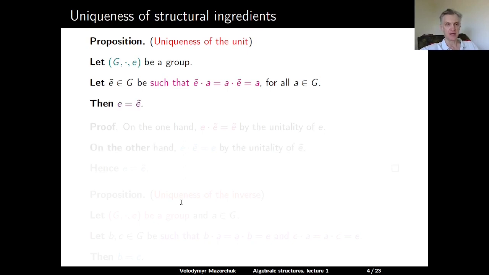Then E tilde is equal to the identity element E, which is the element in the definition of the group G. So the identity element of the group is unique.